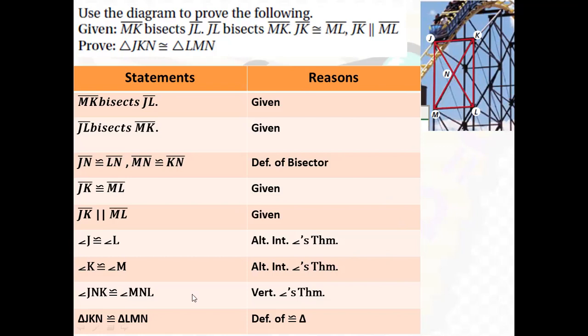So finally, we are done with the sides, and we have finished with the angles. Finally, you could say triangle JKN is congruent to triangle LMN. That is because of the definition of congruent triangles. Yes, it does take time. You are learning something new. So give some time, practice, understand, do some more questions. Definitely you can get it right.